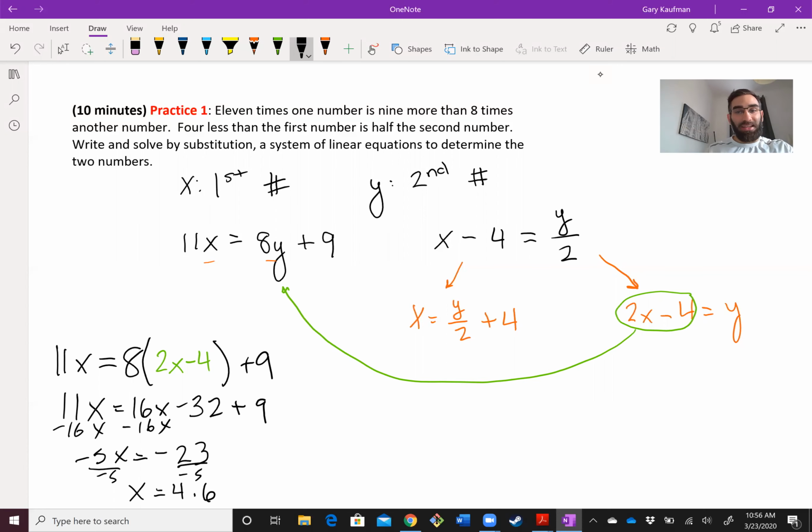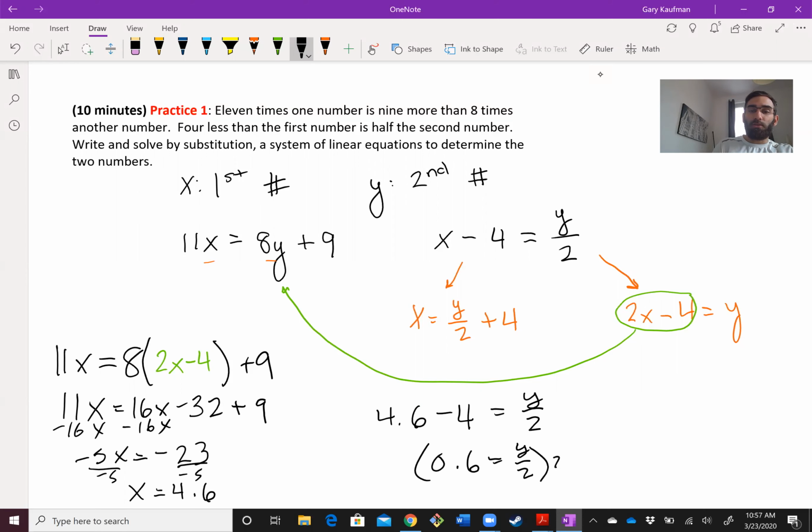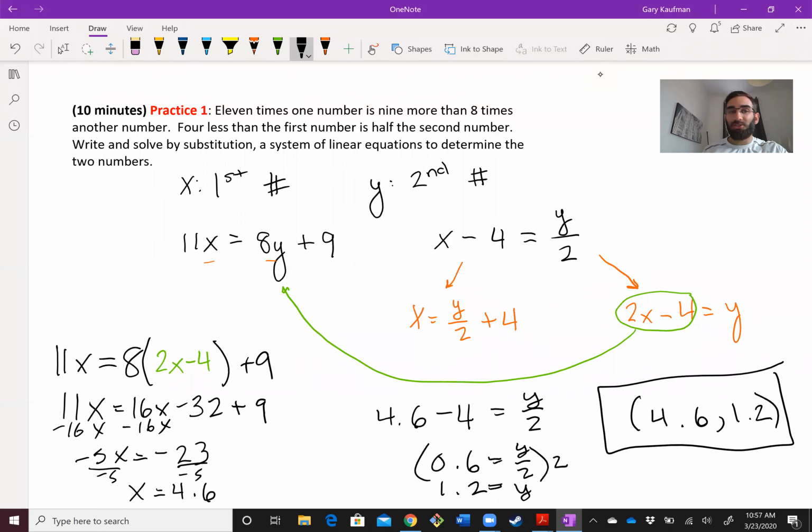It makes sense, again, as I was saying, to always use one of the original ones. So I'm going to use the x minus 4. So I'm going to say 4.6 minus 4 equals y over 2. 0.6 equals y over 2. Multiply the whole thing by 2, and I got y equals 1.2. So 4.6 comma 1.2. These are the solutions to my two numbers.